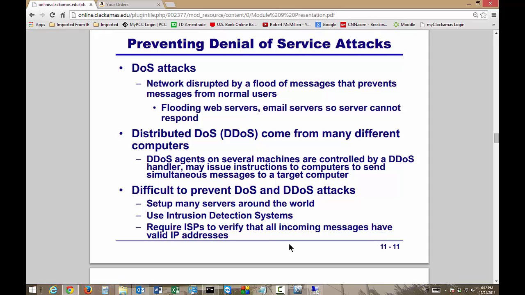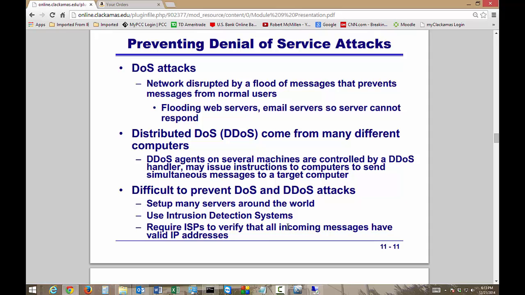A distributed denial of service comes from many different computers. So as I just mentioned, it could come from a lot of different computers that are all infected. Or you could just have a few computers that have very good bandwidth, and they could bring you down with just a few computers if their bandwidth exceeds your bandwidth.